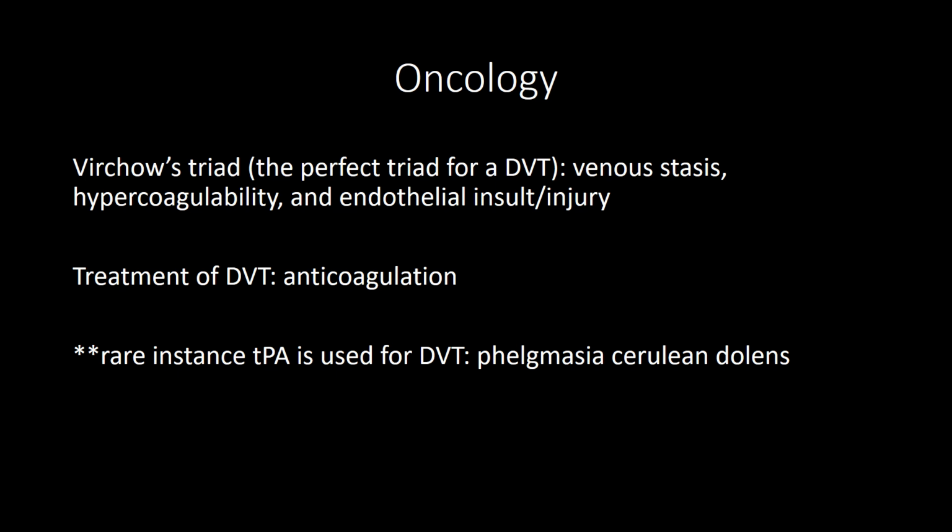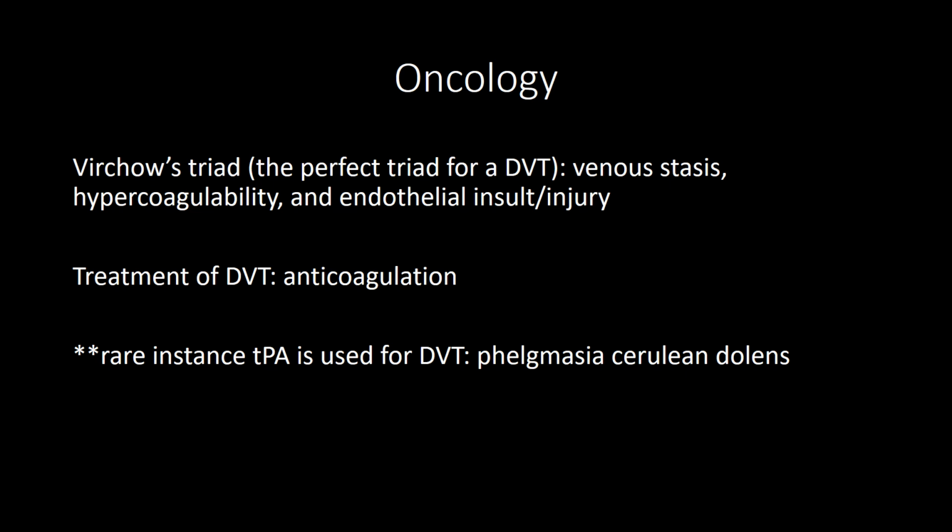The first is phlegmasia cerulea dolens, and this is when the iliofemoral venous system has an obstruction and it causes ischemia. It affects the superficial and deep vessels, so the collaterals are not perfusing appropriately. So the leg will appear cyanotic or purple, and these patients will have a lot of pain and a lot of edema or swelling.